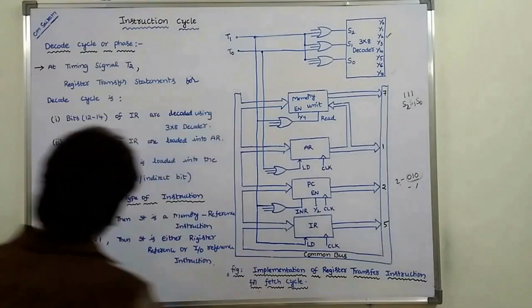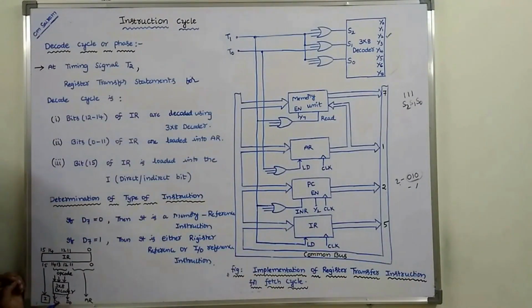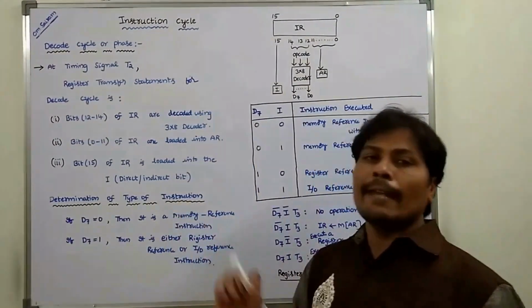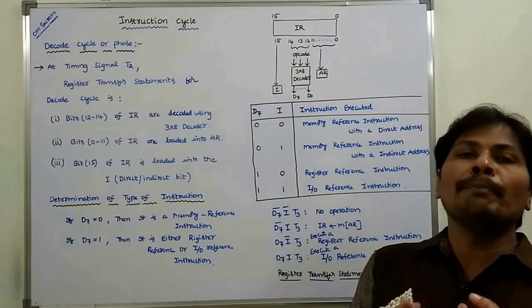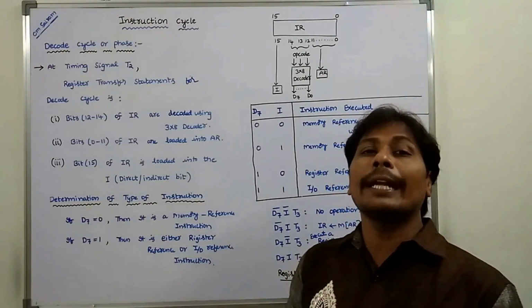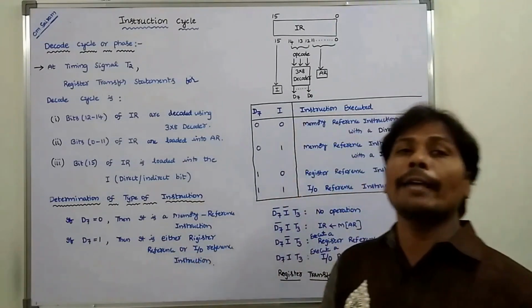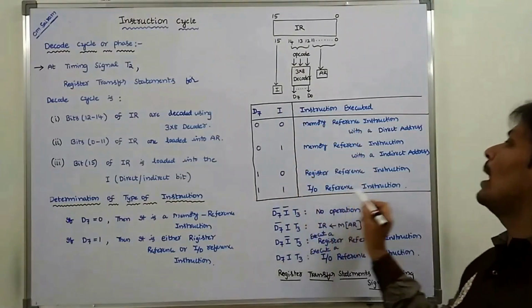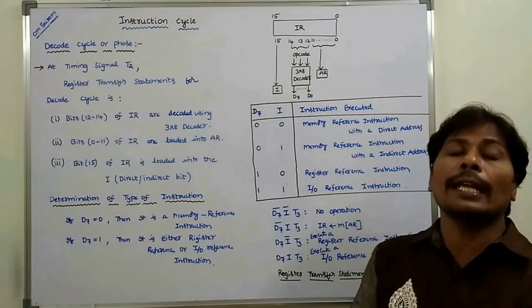Okay. So here the decoded outputs are D0 to D7. By observing the D7 bit, we have to determine the type of instruction. If D7 bit is equal to 0, then it is a memory reference instruction. If D7 bit is equal to 1, it is either a register reference instruction or an IO reference instruction. Now this table shows which type of instruction is to be executed.